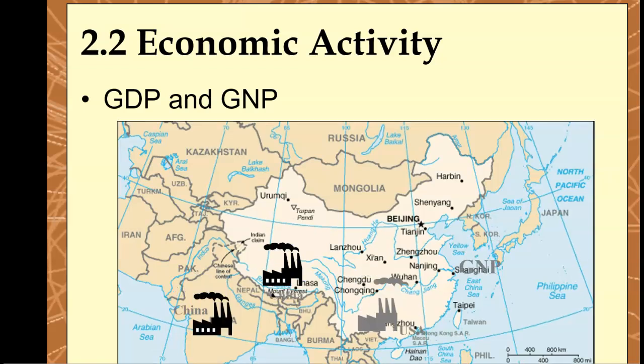Now, for GNP, we would not count the factory in China owned by an American citizen, but we would count the output produced in India owned by a Chinese citizen. So that's the difference between GDP and GNP. GDP cares where the output is produced. GNP cares who owns the factors of production.